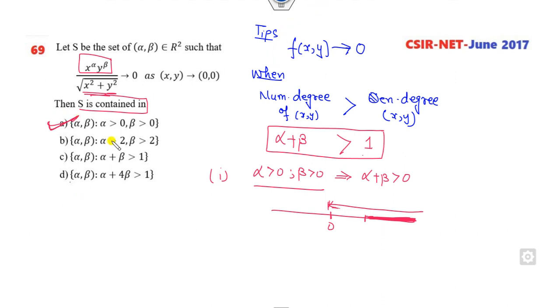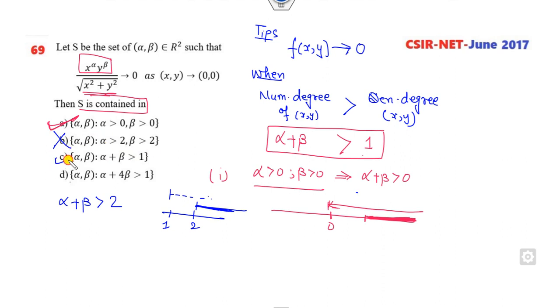Look at the second part. Alpha greater than 2, beta greater than 2. The sum will be greater than 2. So if I take this is 2 and this is 1, we need this one. This number is contained here, but we need the opposite of them. So this is a wrong answer.